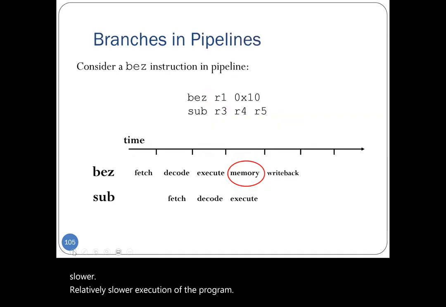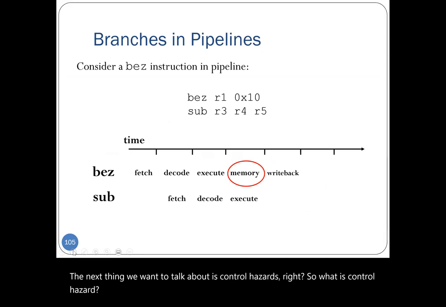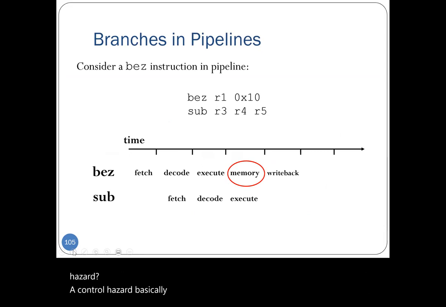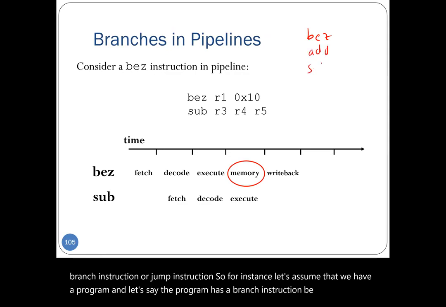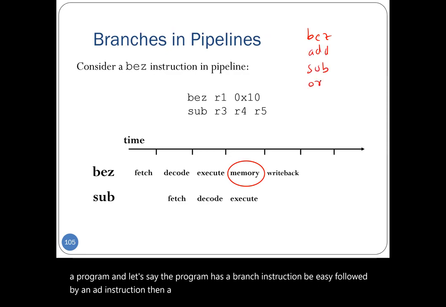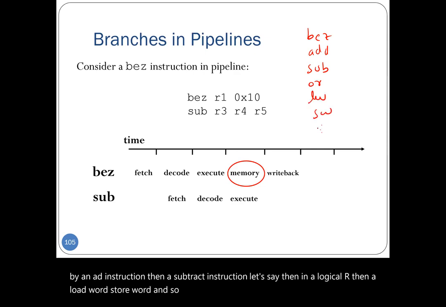All right, so we are done with the data hazards. The next thing we want to talk about is control hazards. So what is a control hazard? A control hazard happens in an ANA pipeline anytime we encounter a branch instruction or a jump instruction. For instance, let's assume that we have a program, and let's say the program has a branch instruction BEZ, followed by an add instruction, then a subtract instruction, then a logical or, then a load word, store word, and so on. Let's say this is the sequence of instructions.